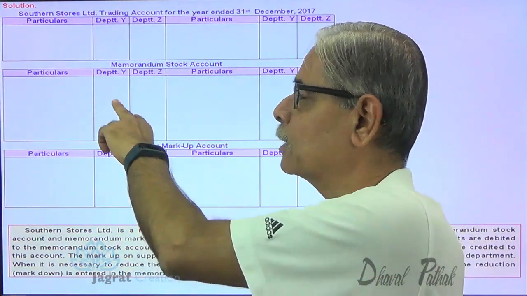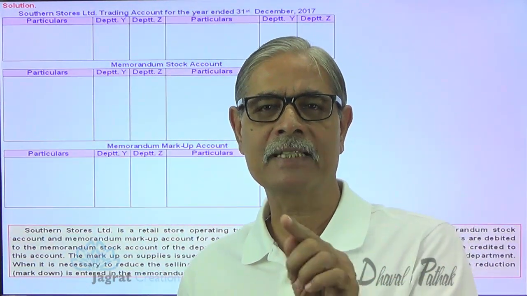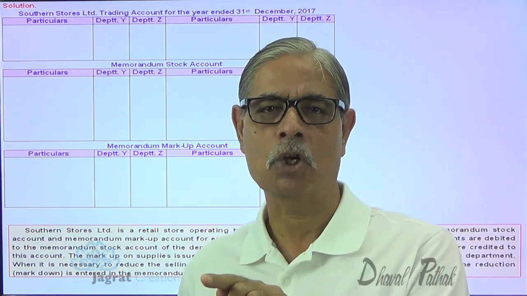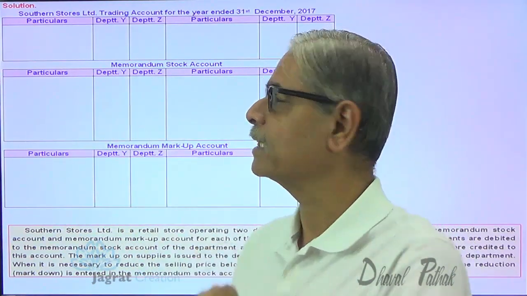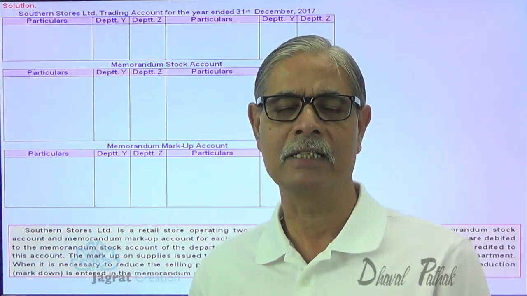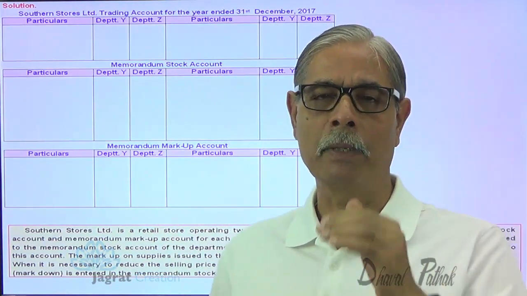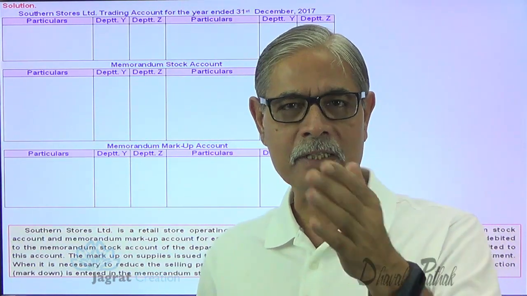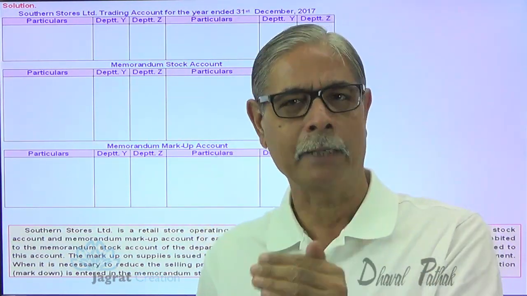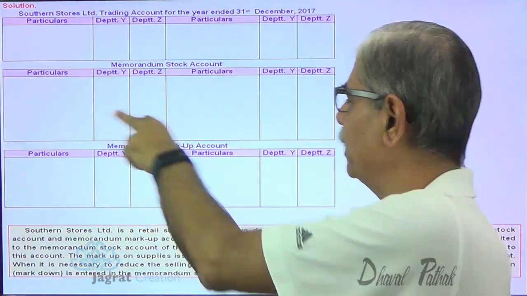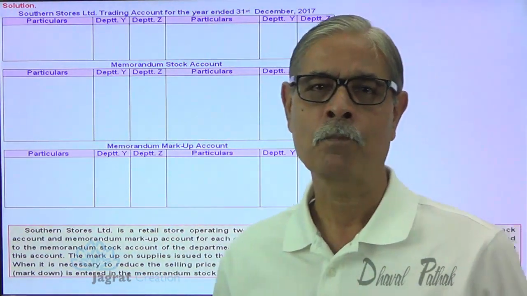Suppose that goods are purchased for department Y. The purchase is given to you at cost. Now purchase at cost is debited to the stock account because stock increases. But this Memorandum Stock Account is to be prepared at a markup price. So for purchases at cost, you are required to add profit. And the profit will be debited here and it will be credited here.